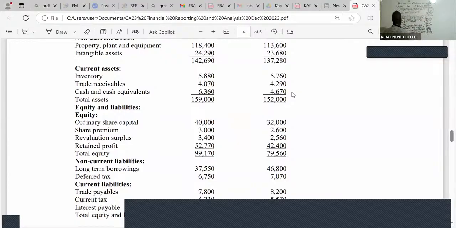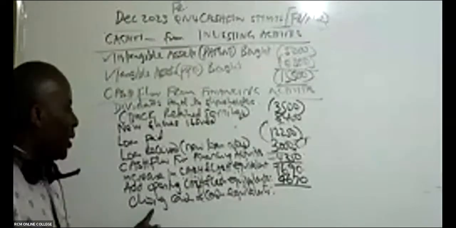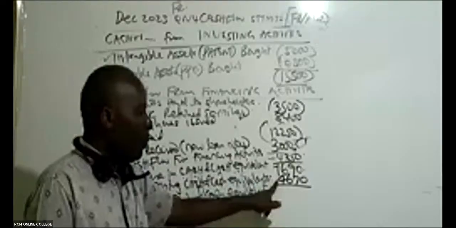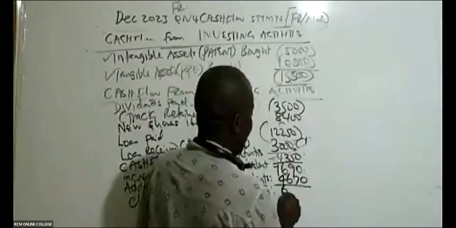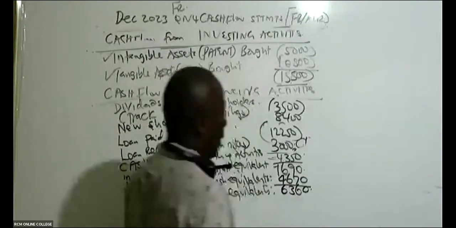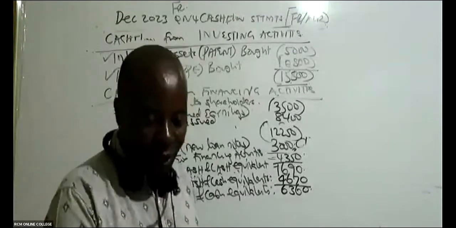And when you add, then you should be able to get closing cash and cash equivalents. Can somebody give me this closing cash and cash equivalents? So you take this increase plus the opening, and you're getting 6360. Is it balancing? Are we getting 6360?